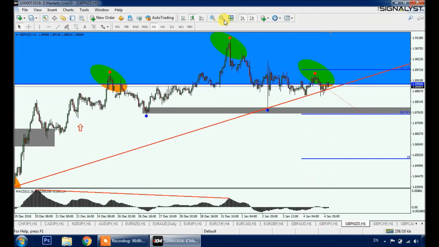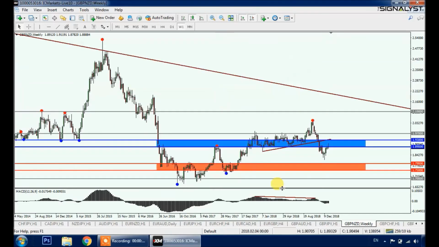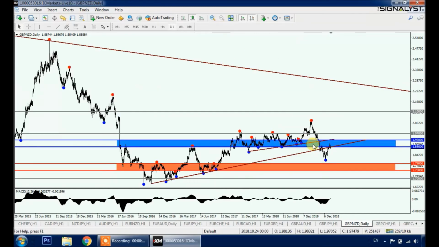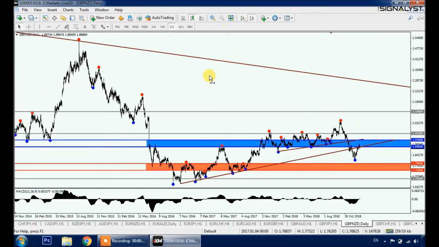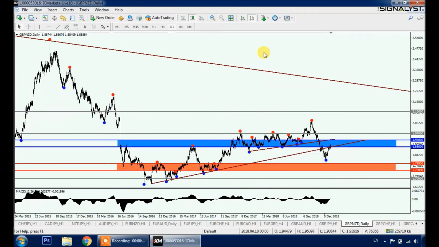GBP NZD. On weekly time frame we have this reversal candlestick pattern. As you can see, the wick is longer from the upper side and we have a 1 histogram divergence. On daily time frame price is now rejecting this rejection zone in blue and this objective trend line in brown.